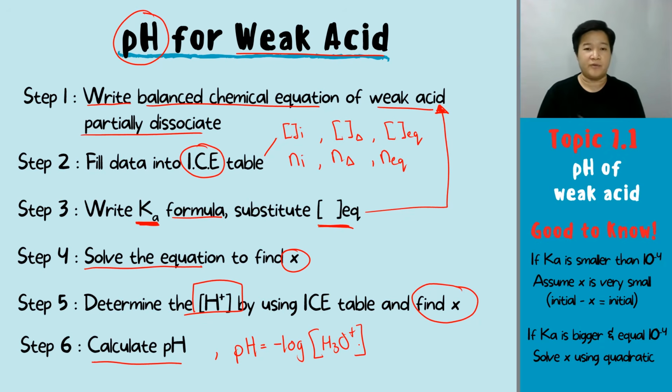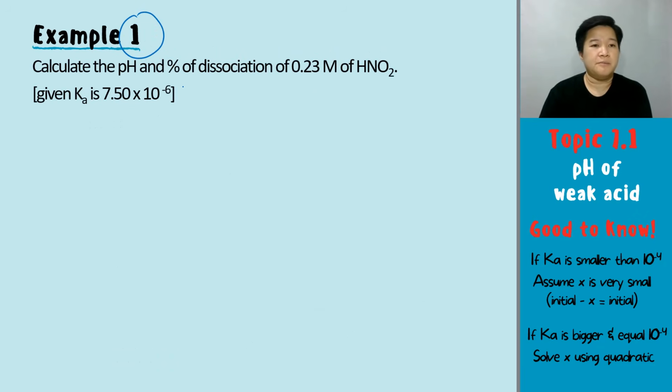Same thing, okay? So let's try the first example over here. Calculate the pH and also the percentage of dissociation of 0.23 molar of your HNO2. So knowing that your HNO2 over here is a weak acid.